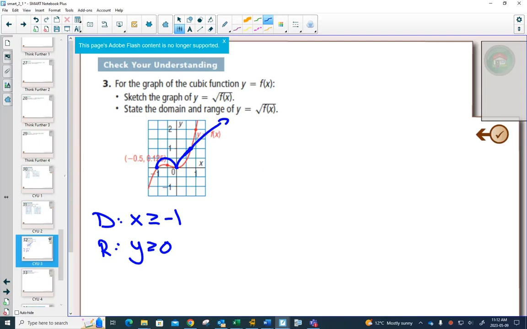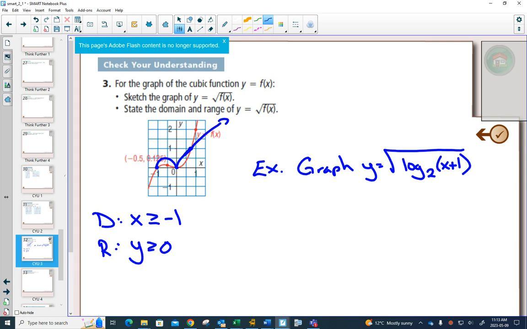So in order to practice, what does it look like if they didn't give us the graph? In order to practice that, we're going to add another example. You probably still have space underneath this one. We're going to graph y equals the square root, let's do 3. Graph the square root of log base 3 of x plus 1. So you have to first graph the inside.